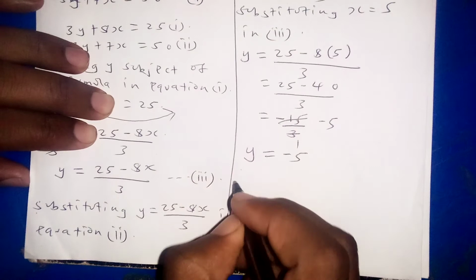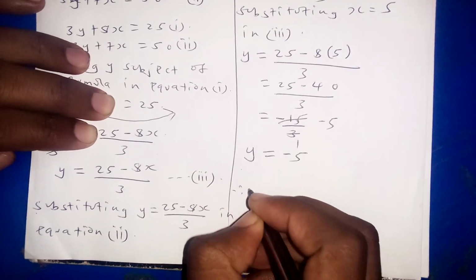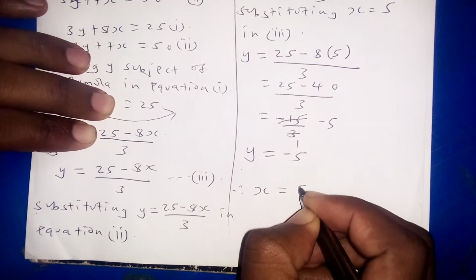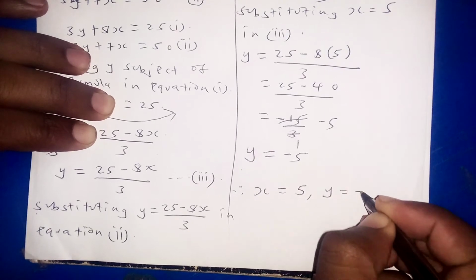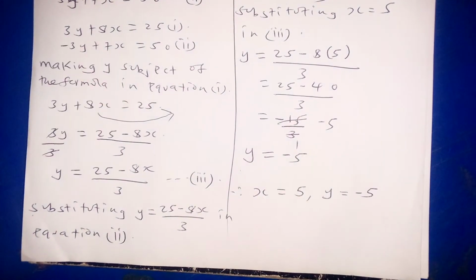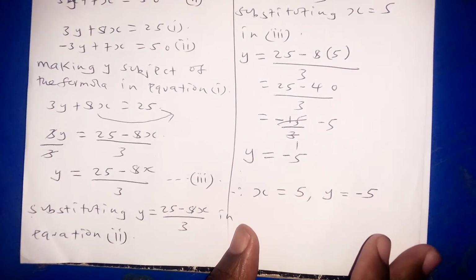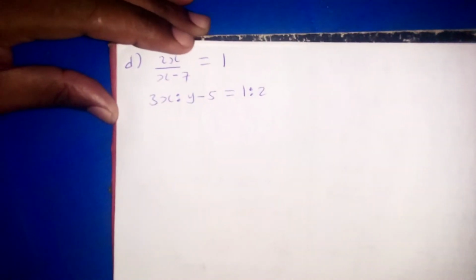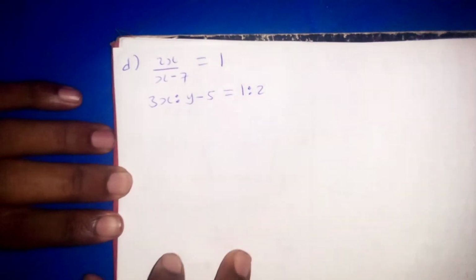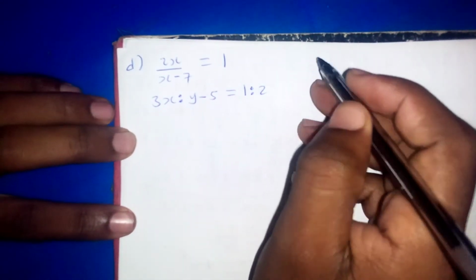So I'll simply conclude by saying that, therefore, x is equals to positive 5 and y is equals to negative 5. So that is how to behave when you get a question involving fractions. Then lastly, we look at our fourth and last example. So we are told to solve these equations by substitution method.